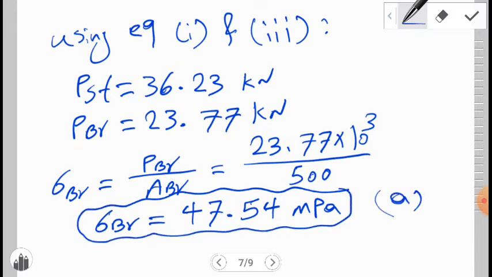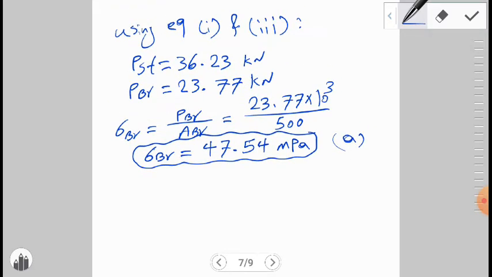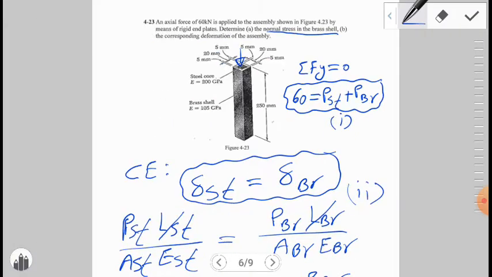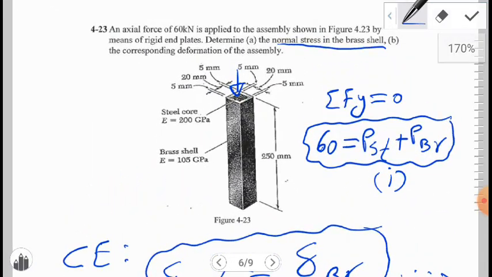Part A. We found the internal force and the normal stress in the brass. For part B, what is the question for part B? Part B: the corresponding deformation of the assembly. At the beginning, we said that the deformation in the brass and the deformation in the steel core are the same. That's why for finding the deformation of the assembly, it is just necessary to find the deformation of the steel core or brass shell.